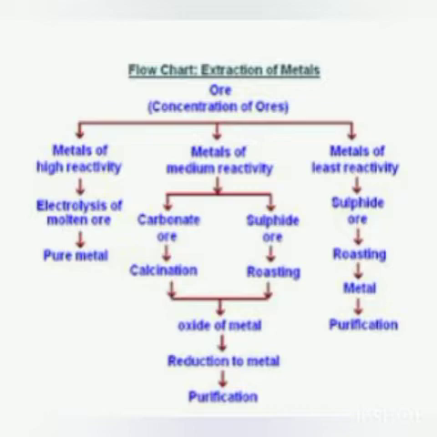Now, you can see here the flow chart for the extraction of ores. In the slide, the metals are divided into three categories: metals with high reactivity, metals with medium reactivity, and metals with low reactivity. In the flow chart, the metals with high reactivity, which are highly reactive, like sodium, potassium, calcium, are extracted by electrolysis of molten ore, and by electrolysis of molten ore a pure metal can be obtained.